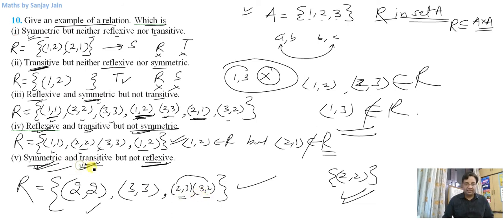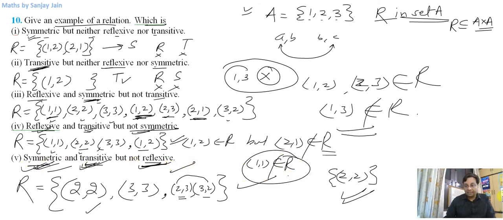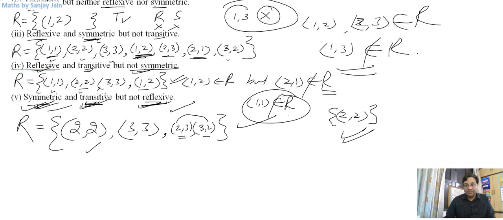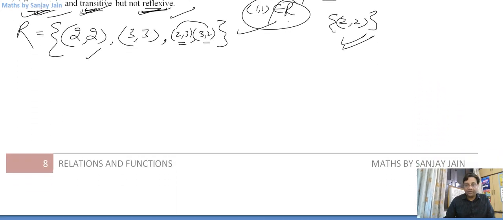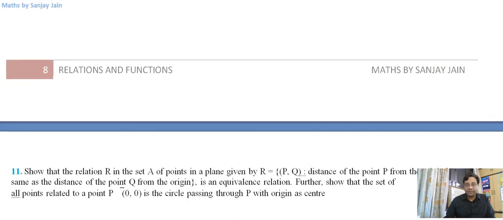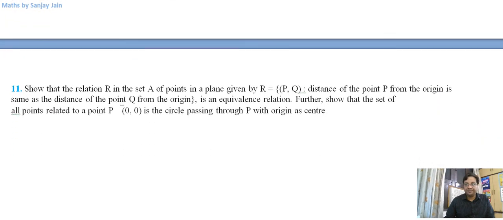It is transitive, yes, but it is not reflexive because we have intentionally avoided one doublet. 1 1 doesn't belong to this relation R, so it is not reflexive, but it is symmetric as well as transitive. So I have taken an example for each of these parts. Okay, that was the purpose of this question.